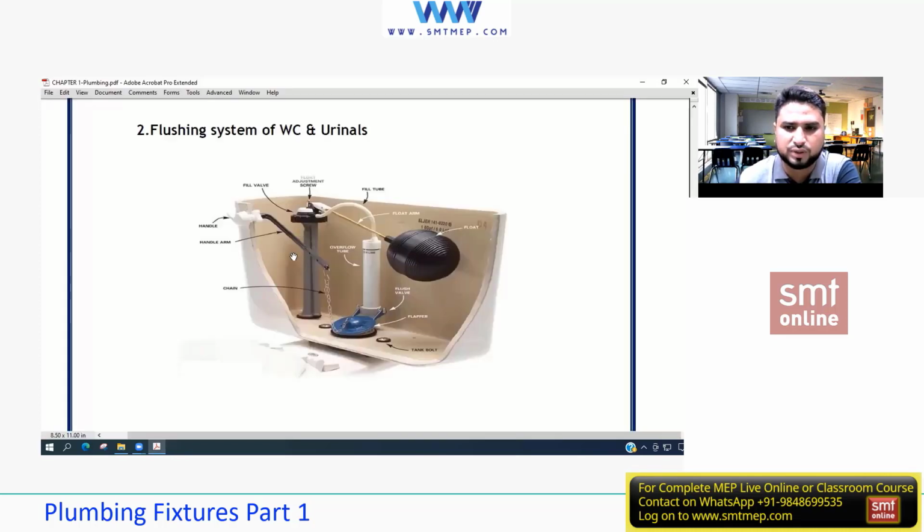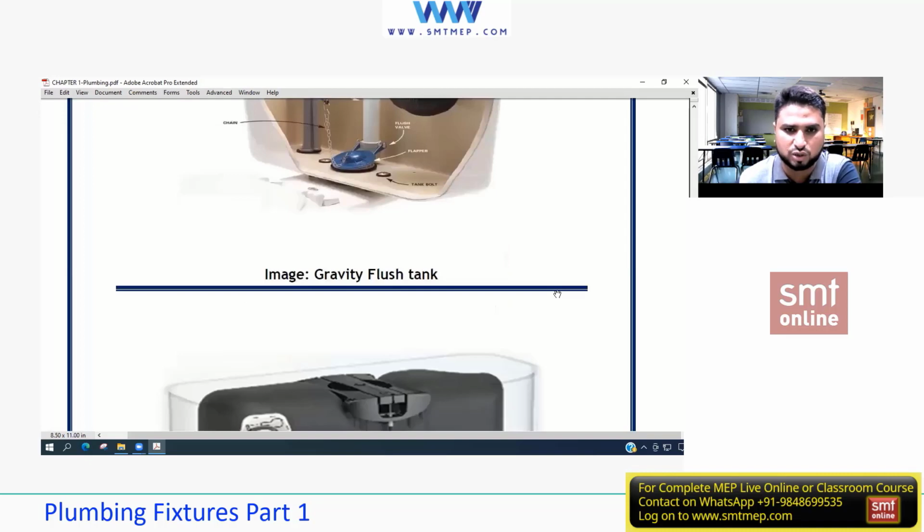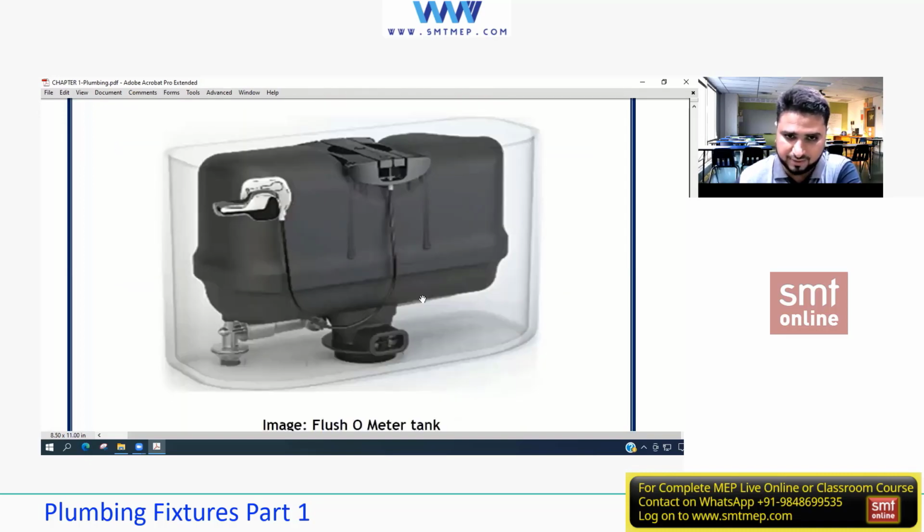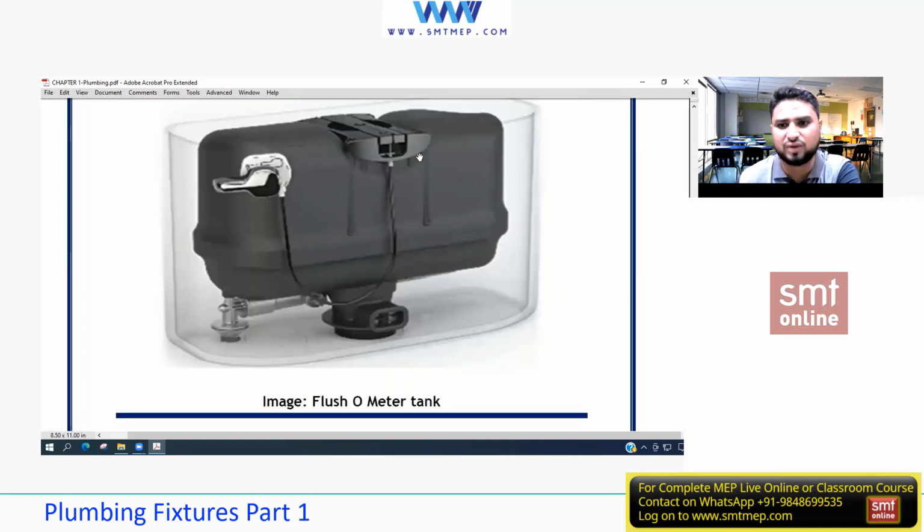And this holds 1.6 gallons. The moment we press this knob, the water comes over here and cleans the WC effectively. Always remember, gravity flush tanks, or the flush tanks connected with the WCs, are not for the urinals. For urinals, we have something else. We'll be seeing this. So this is the first and very common one, what we see in our houses, which is also a gravity flush tank that delivers 1.6 gallons per flush.